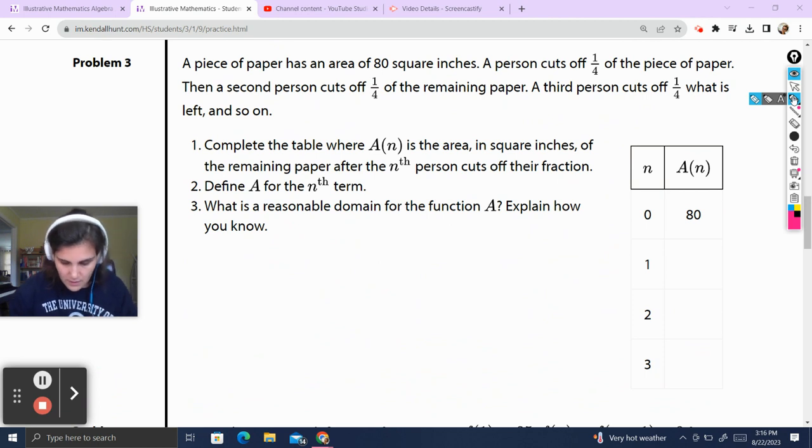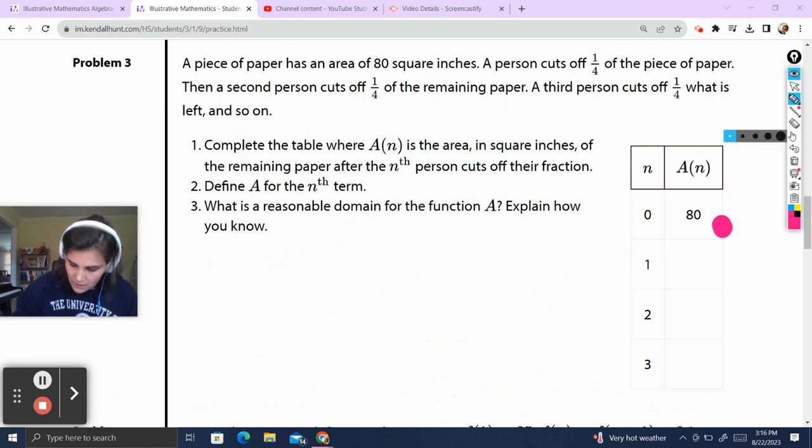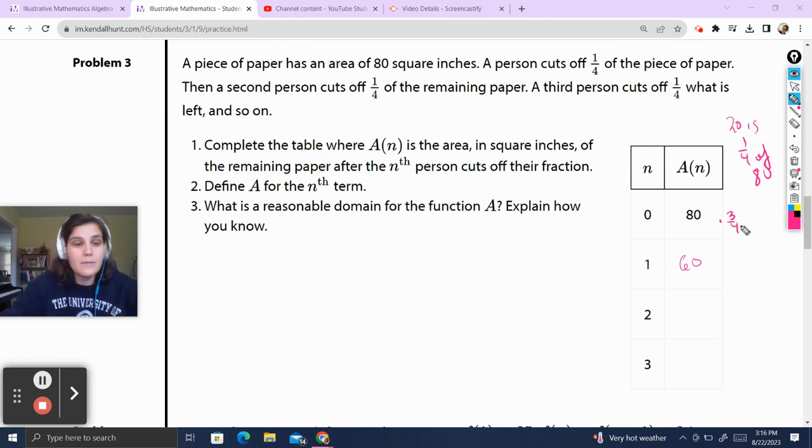So the first person cut off 1/4. 1/4 of 80 means there's going to be 80 minus 20. The way we can think of it is minus 20 because 20 is 1/4 of 80. But I'm going to use my fraction sense here, and say if I get rid of 1/4, what I am left with is 3/4 of what's left, because that way I'm just multiplying by the same term every time.